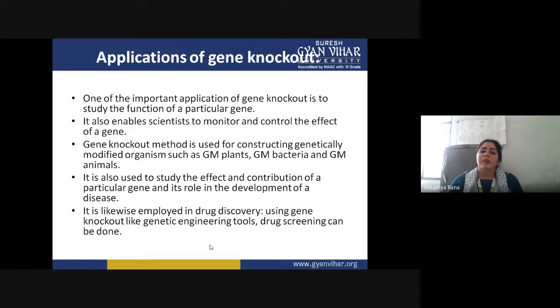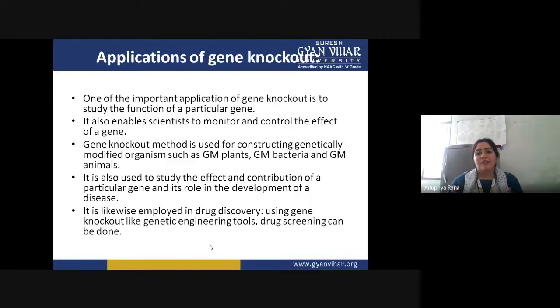It also enables scientists to monitor and control the effect of a gene. So they can see how to monitor and control a gene's effect if they introduce some artificial genetic changes. The knockout method is used for constructing genetically modified organisms, GMOs. GMOs are very important nowadays. We have a lot of GMOs in bacteria, plants, and small animals also. These GMOs have advanced features and are more efficient than the normal ones.